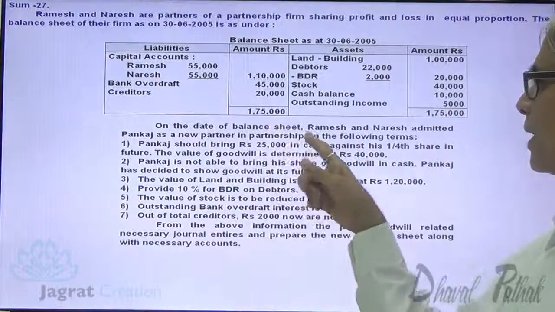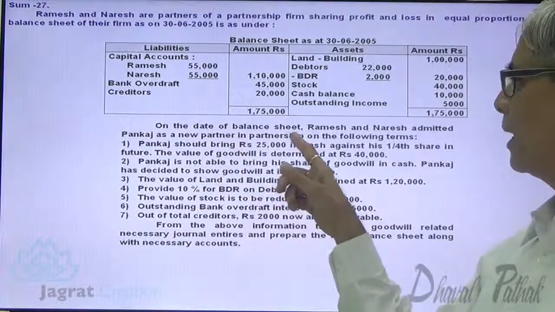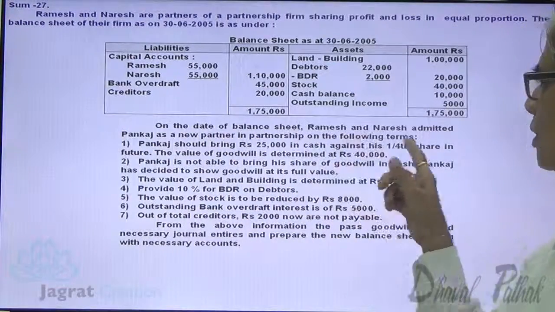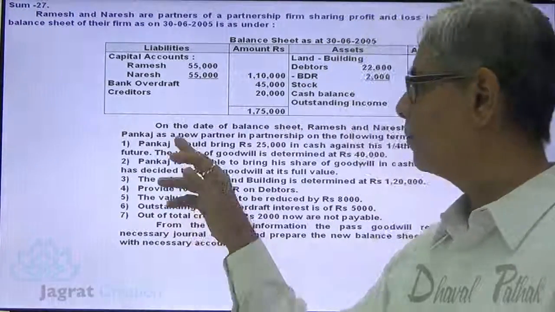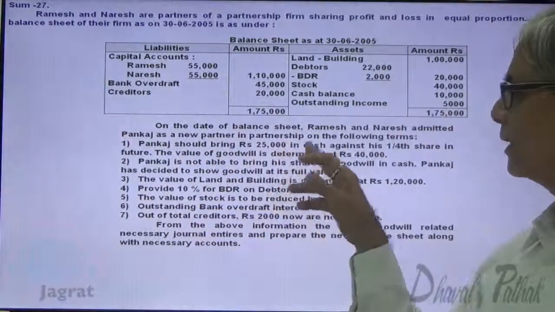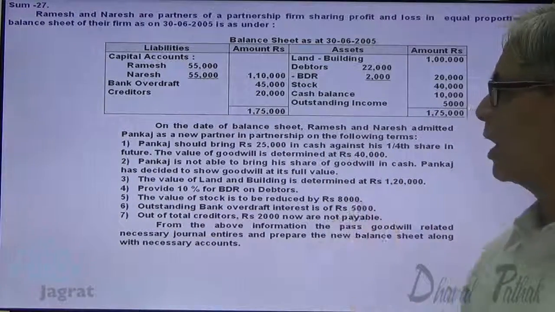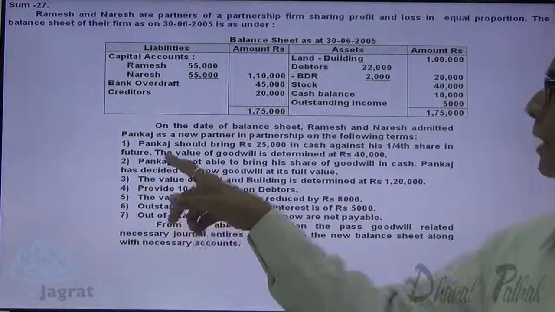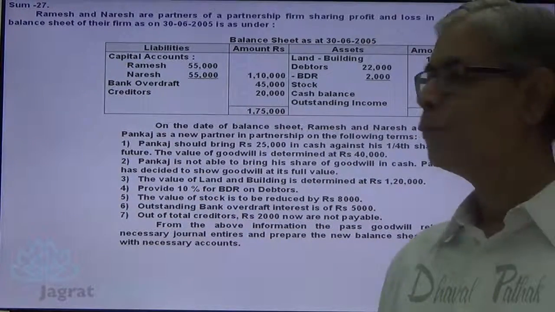On the date of the balance sheet, Ramesh and Naresh admitted Pankaj as a new partner in the partnership firm on the following terms. First, Pankaj should bring ₹25,000 in cash against his 1/4 share in future profits. The value of goodwill is determined at ₹40,000.